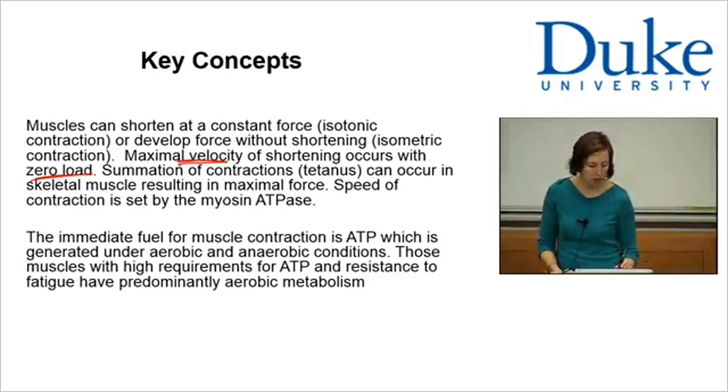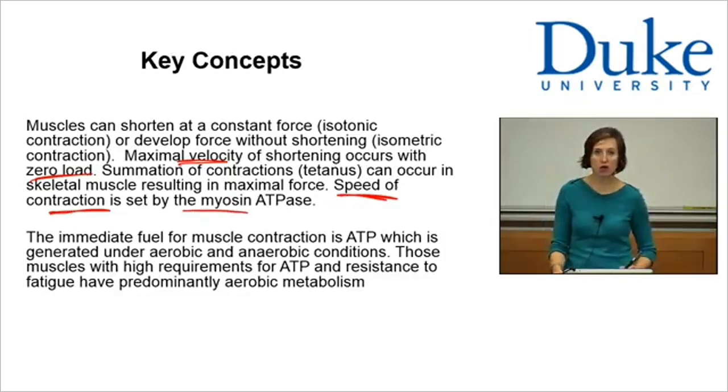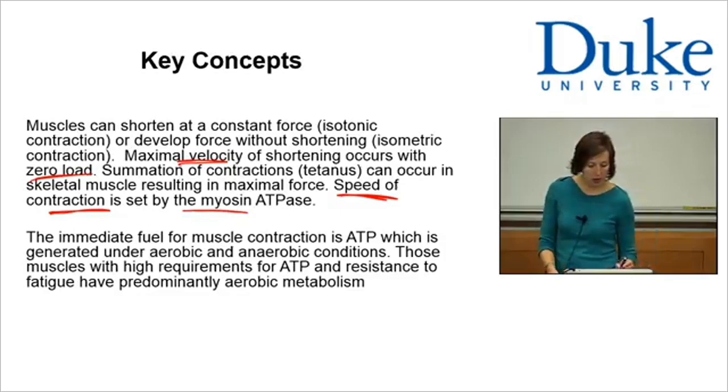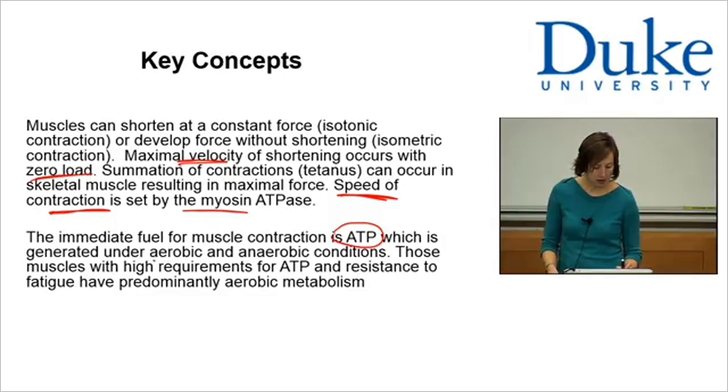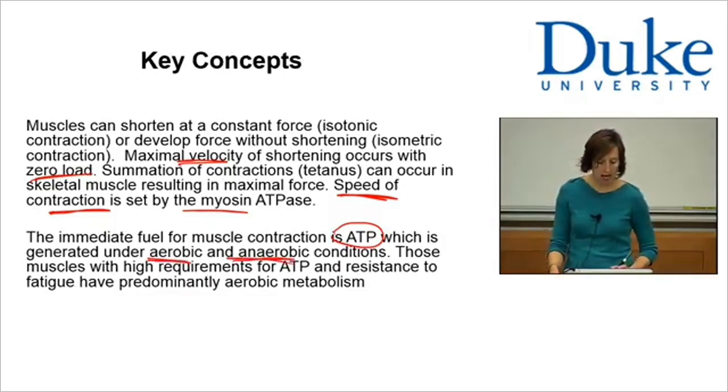the duration of the twitch, and that speed of contraction is going to be determined by whether we have slow or fast myosin ATPase. And then we're going to use ATP for contraction, and it can be generated by creatine phosphate, donation of phosphate, or under aerobic or anaerobic conditions, and that if we need to resist fatigue, then we're going to use aerobic metabolism.